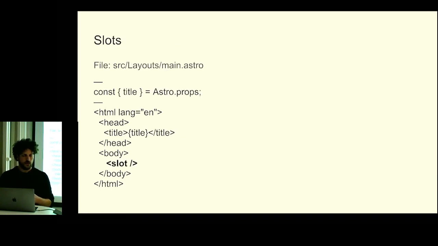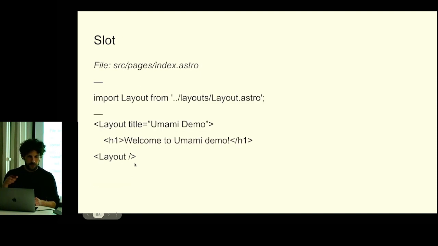So under the layouts folder, you can create, for example, the main layouts, where it gets props like title, and you add the basic structure of the page. And under slots will go everything that will be included under the layouts. So in this case, we import a layout. So in our index, for example, we pass the props Umami demo, and then we can pass again the h1. It will be shown under the slots.